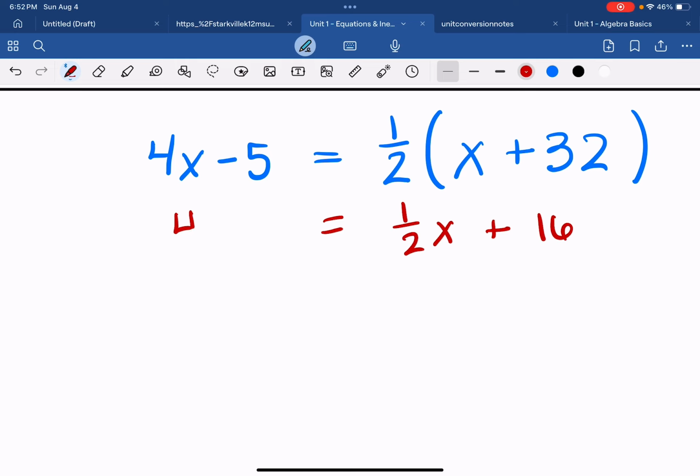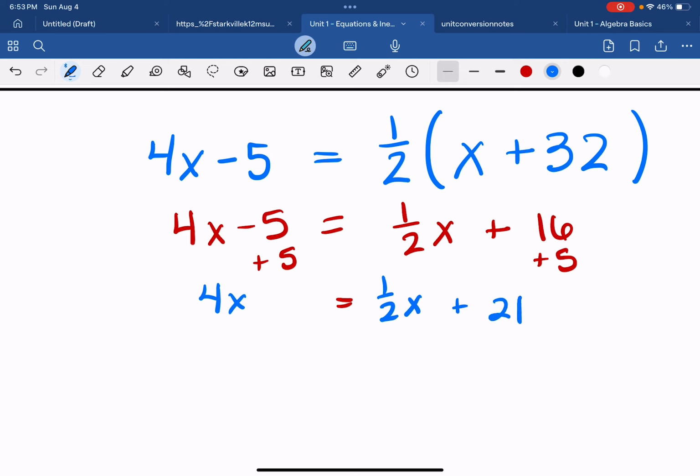And then I'm going to go ahead and write 4x minus 5 over here. I want to get all of my variables on one side and all my constants on the other. So I'll go ahead and add 5 to both sides. And I should end up with 4x equals 1/2 x plus 21. Now I got to get this 1/2 over to the other side, so I'm going to subtract 1/2 x.